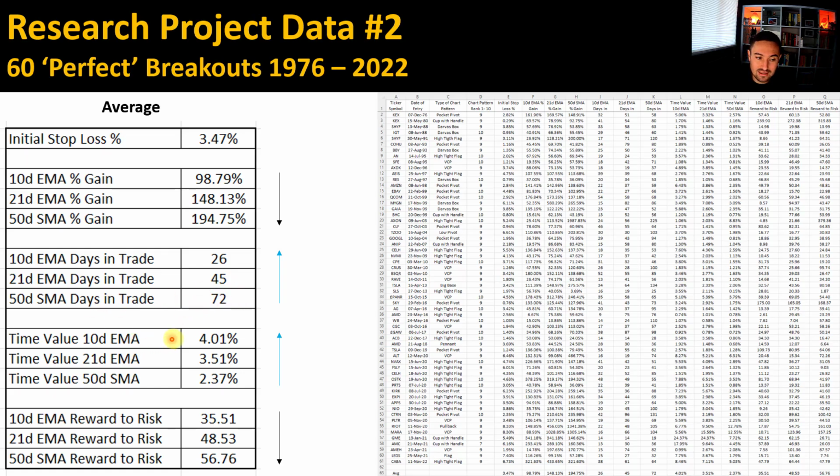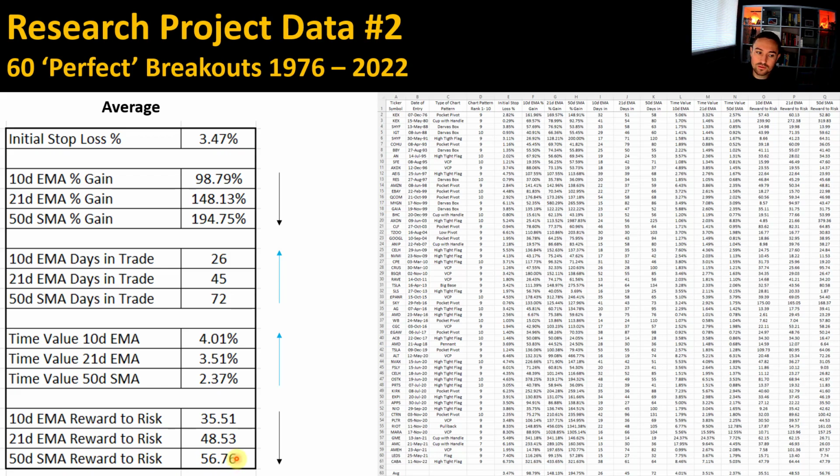Time value of the 10-day EMA, so the time value of the 10-day EMA is now much higher than the 21 and also than the 50, maybe not much higher than the 21, but certainly than the 50. So 4%, 3.5%, 2.37%. The 10-day EMA reward to risk ratio, so this is then the average, 35, 21, 50, 48, and then the 50-day SMA reward to risk ratio, the average, 56.